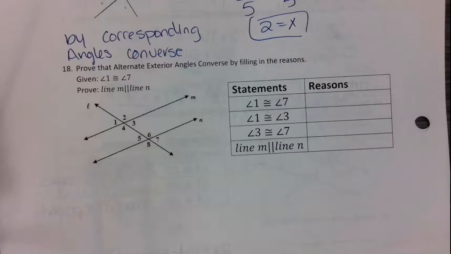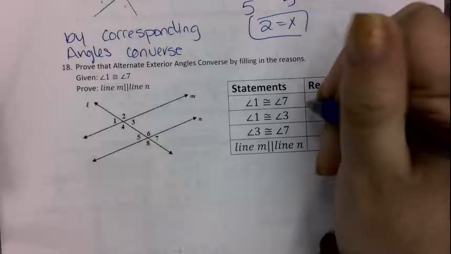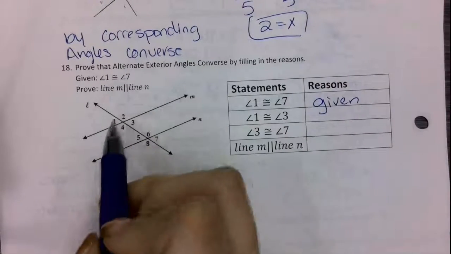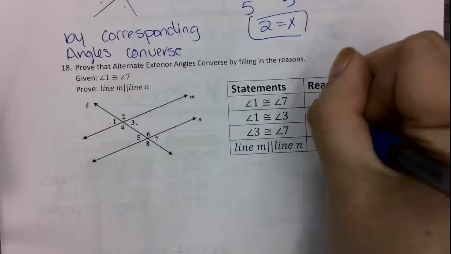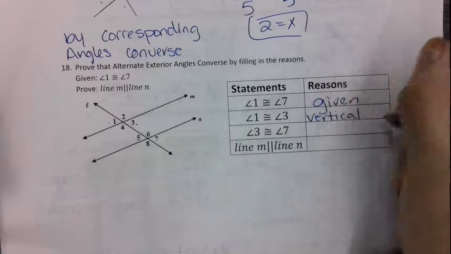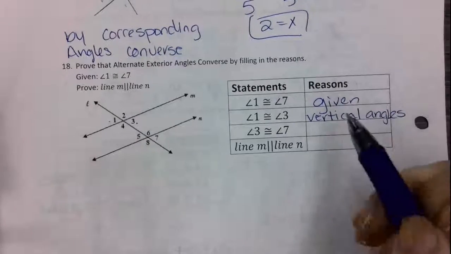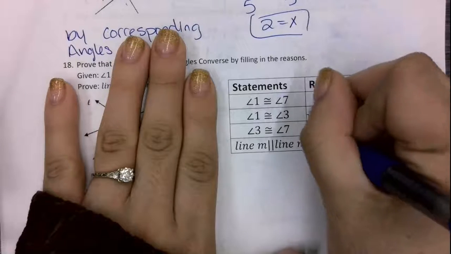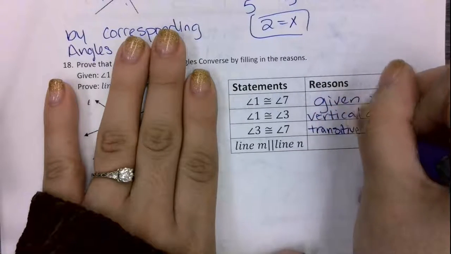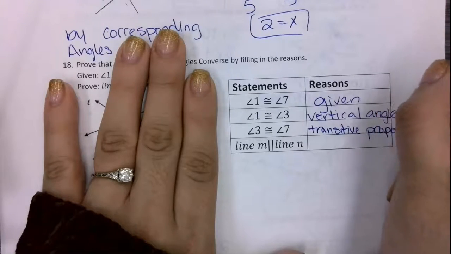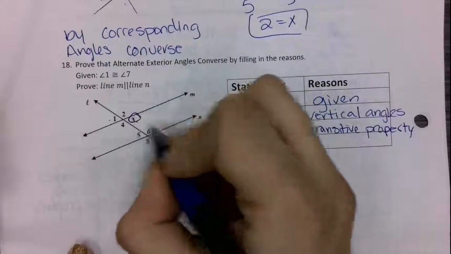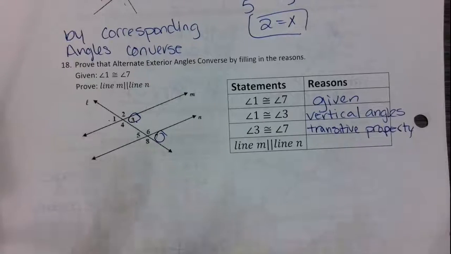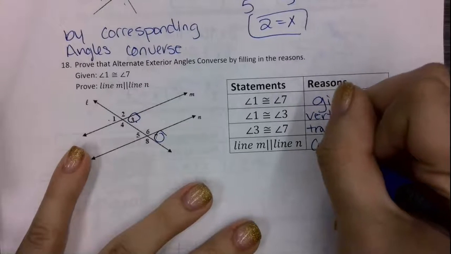On number 18, it wants me to prove the alternate exterior angles converse by filling in the reasons. So it starts with my given. Then if I look, 1 and 3 are vertical angles. If I look at my chart, I can cut out 1 by the transitive property. So now I'm saying angle 3 is congruent to angle 7, and to prove the lines parallel, I'm going to use the corresponding angles converse.